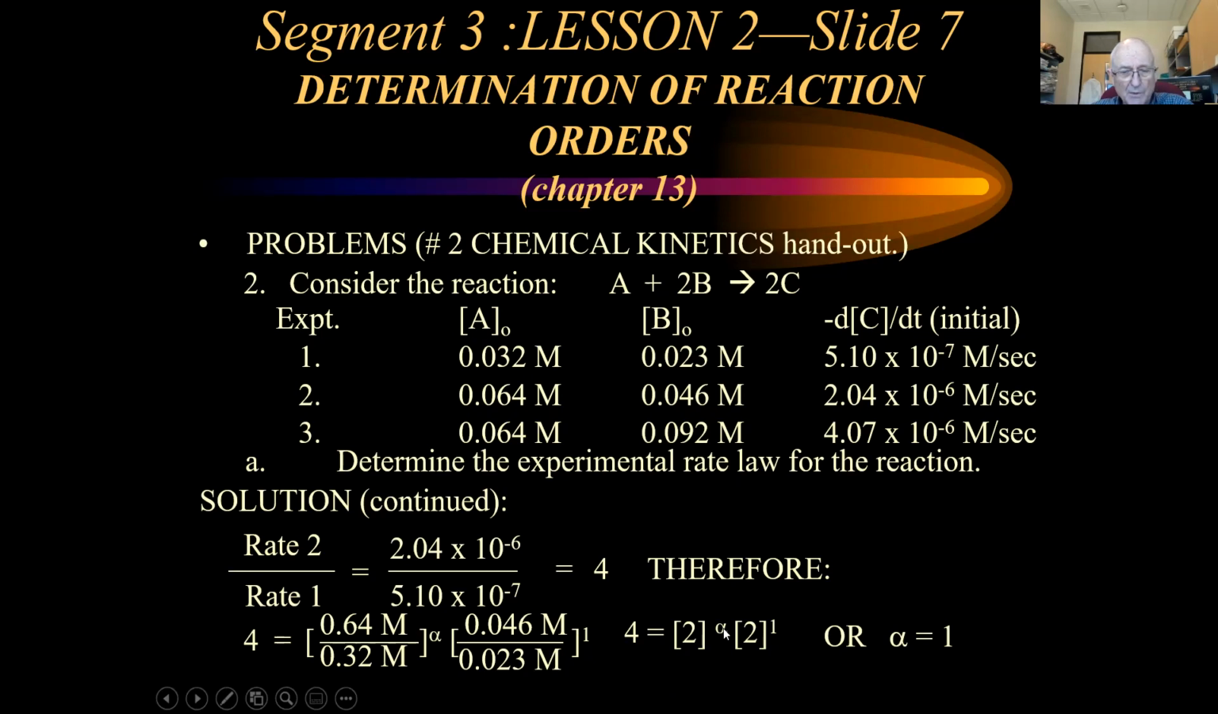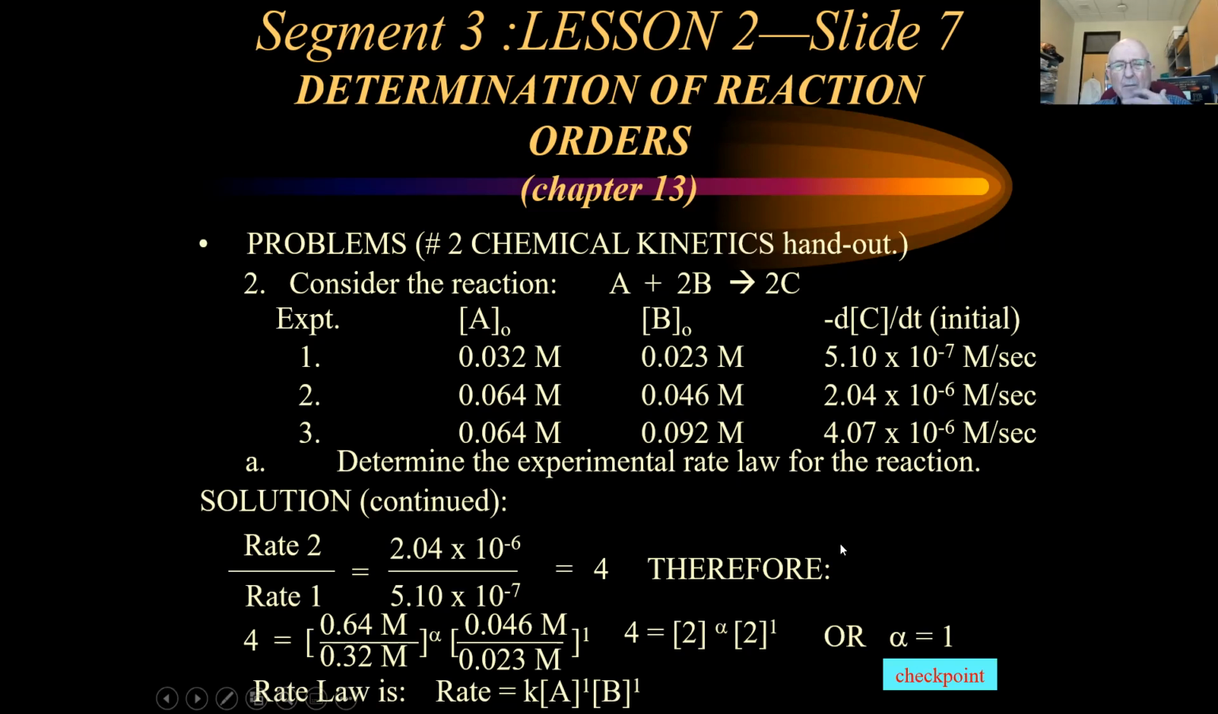When I multiply two numbers, I add their exponents. So in this particular case, the rate law gives me a constant times the concentration of A to the first power and the concentration of B to the first power.